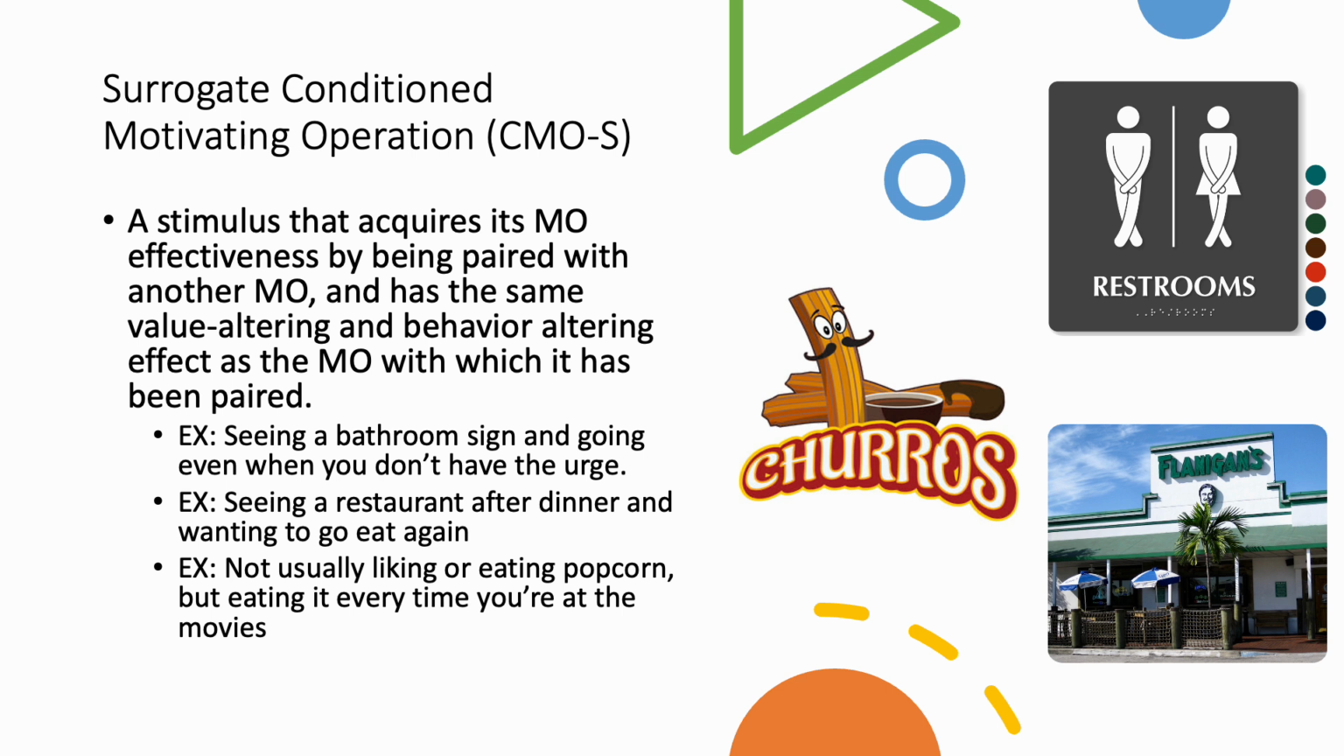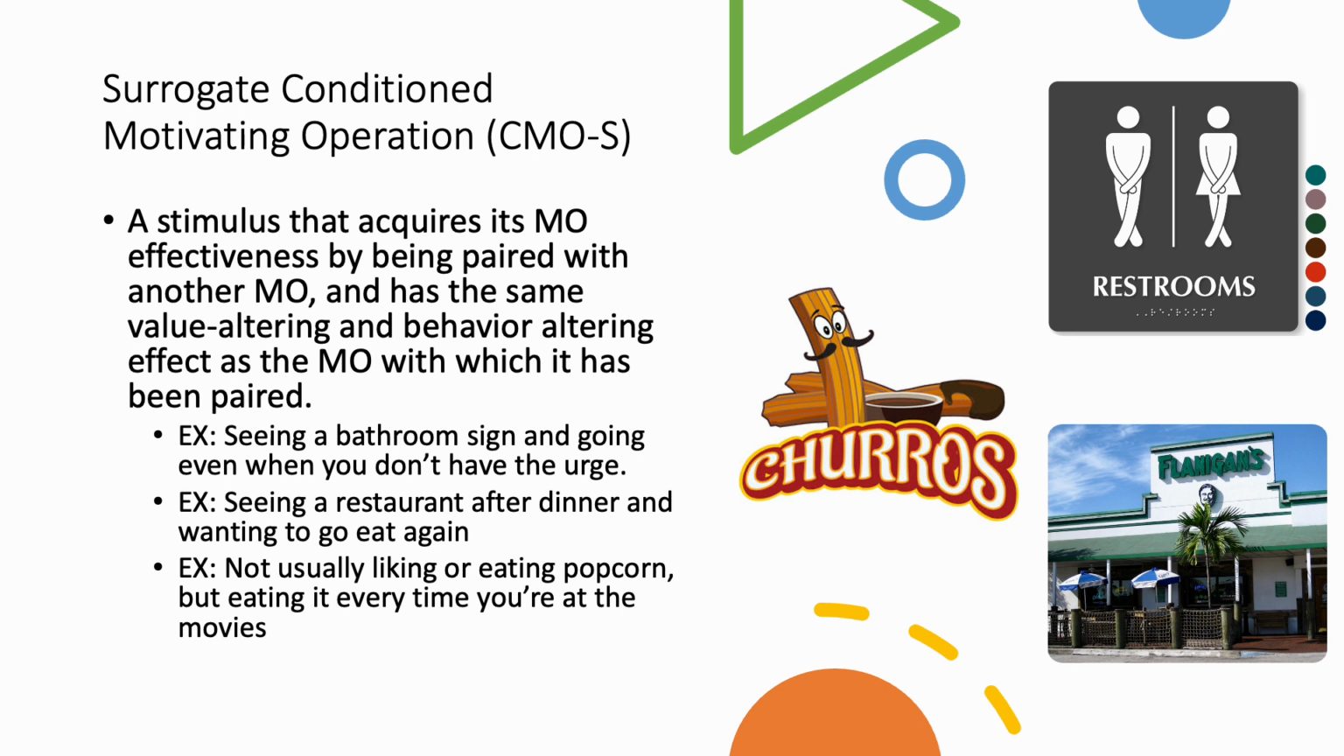So the first one that we have is the surrogate conditioned motivating operation, which you will hear termed CMO-S. Okay, you need to know that abbreviation that goes along with it. A CMO-S is a stimulus that acquires its motivating operation effectiveness by being paired with another motivating operation. And then what happens is that stimulus acquires the same value altering and behavior altering effect as the MO with which it was paired. And by the way, the MO that it's paired with is usually an unconditioned motivating operation. So I'll give you guys examples of this.